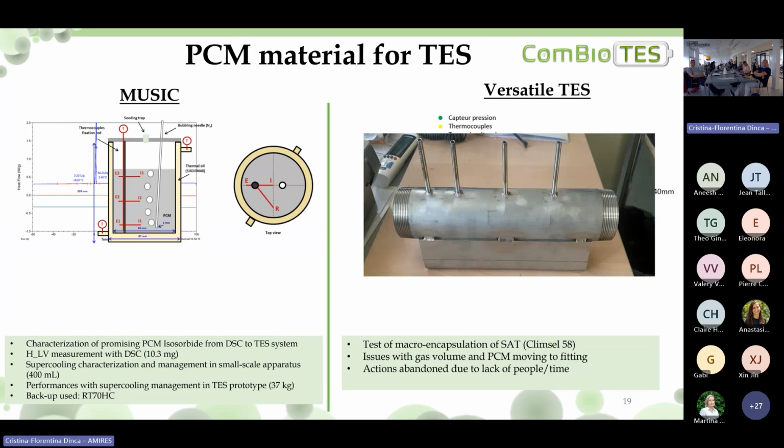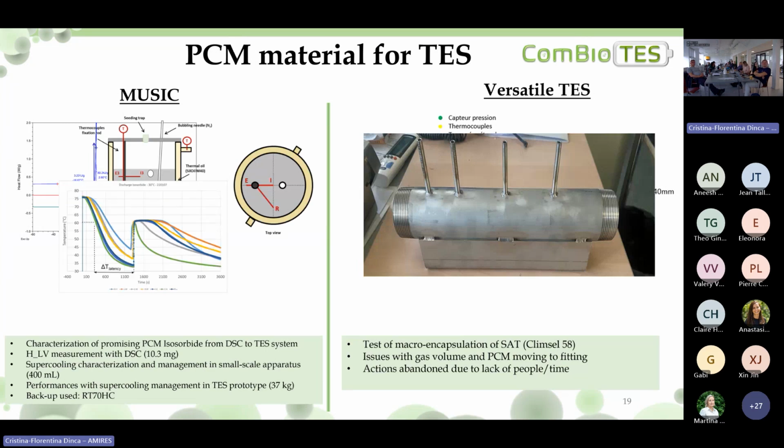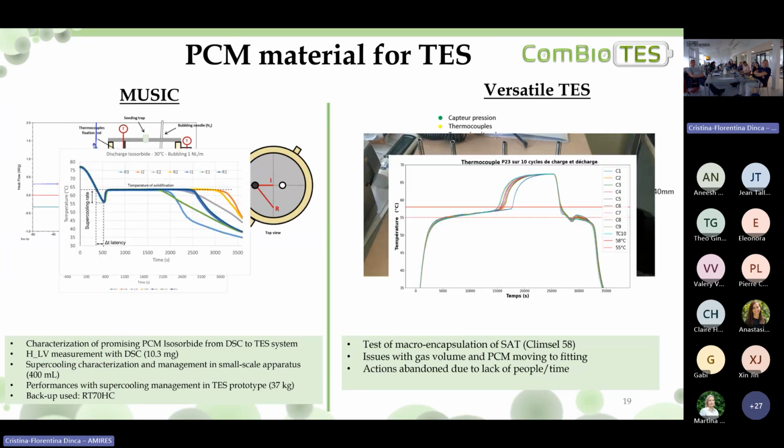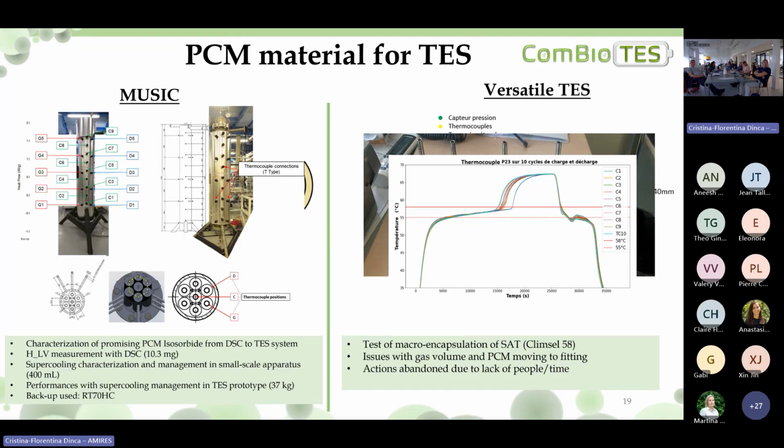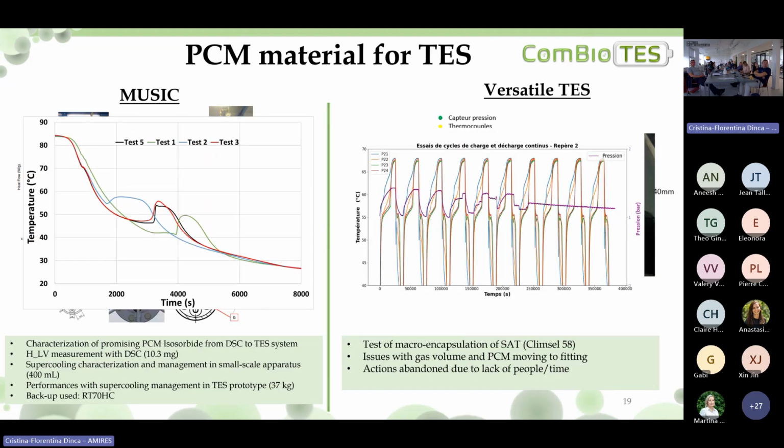Both for the PCM storage and for the versatile storage. For the PCM storage, we try to characterize or recharacterize a promising PCM, which is called the isosorbide. So we perform tests from very small scale, measuring at DSC scale the material performances. Then we perform some measurements at intermediate scale and prototype scale to see all the performances at all scales.